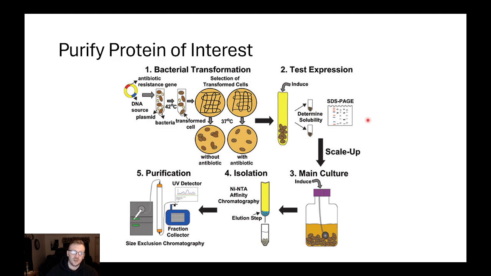And I can use UV detection of my molecule to determine if my protein of interest is in that collection. And then once you've done that, you run another gel to make sure your protein of interest is actually there. And then I have a purified protein that I can add to an in vitro system that I can then image using the microscope.